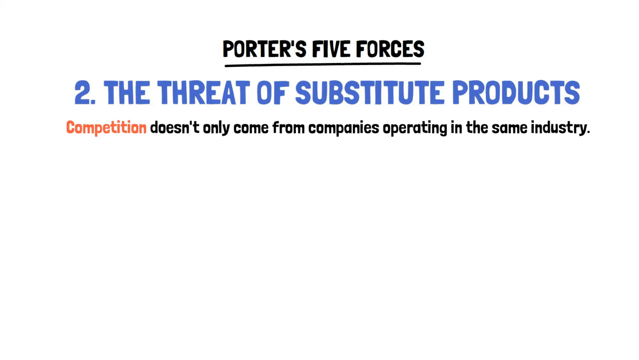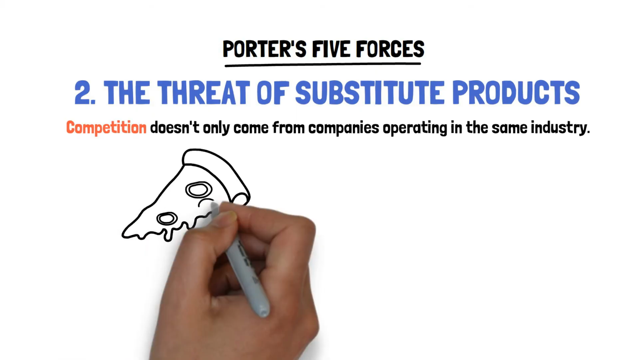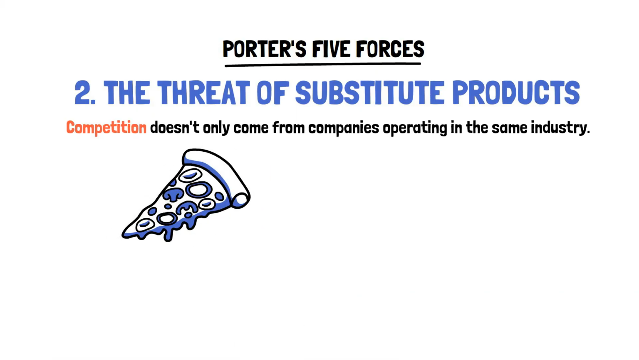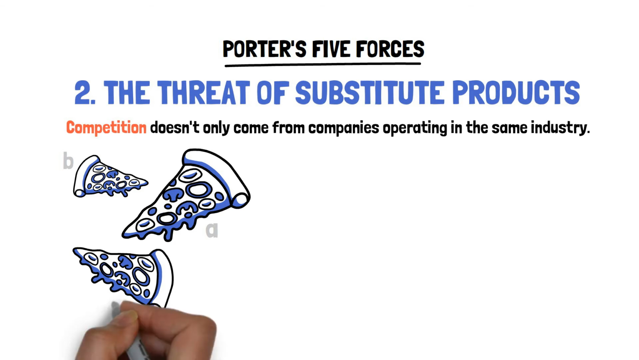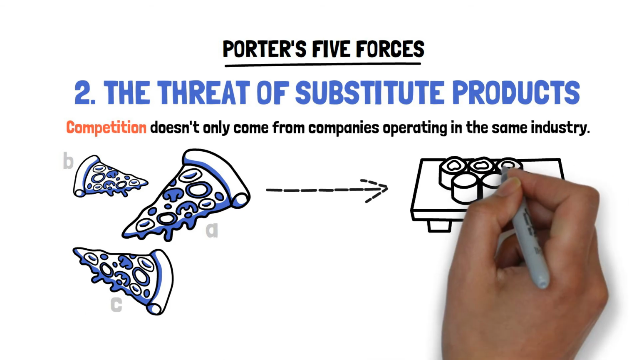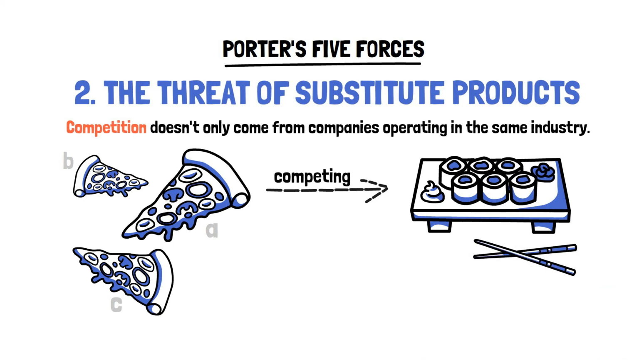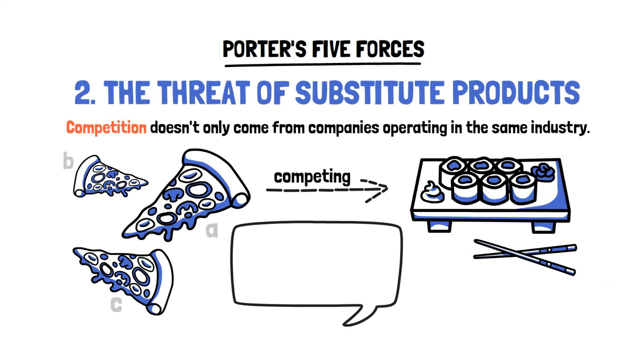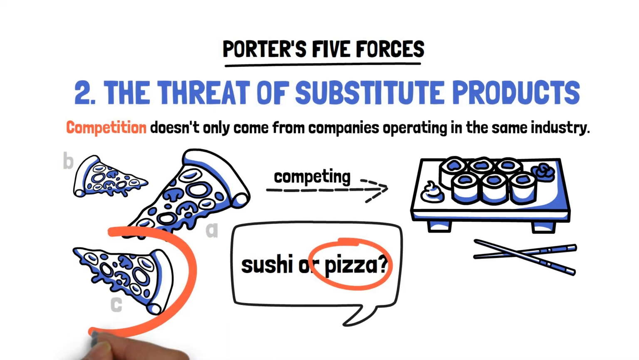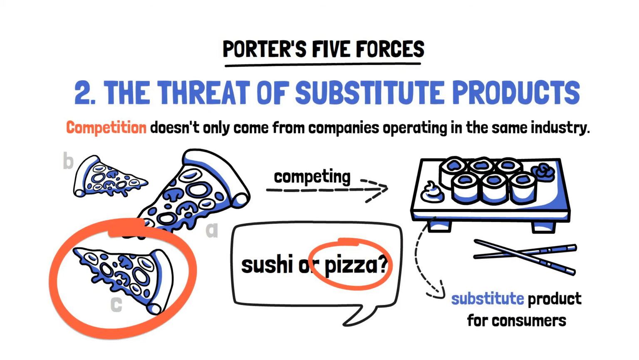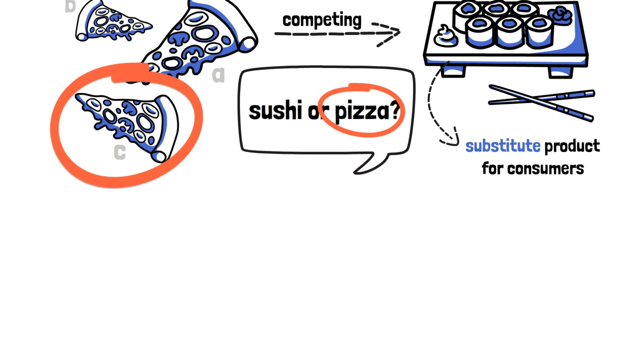Competition doesn't only come from companies operating in the same industry. Let's take a look at pizza restaurants. A pizza chef that delivers to her town is competing with all the other pizza restaurants in town. Right. However, the sushi restaurant 2 blocks away sells food too, and is competing within the same market. So, a person must choose if they want to have sushi or pizza first, and then decide which pizza restaurant they want to order from. The competing sushi restaurant offers a substitute product for consumers.